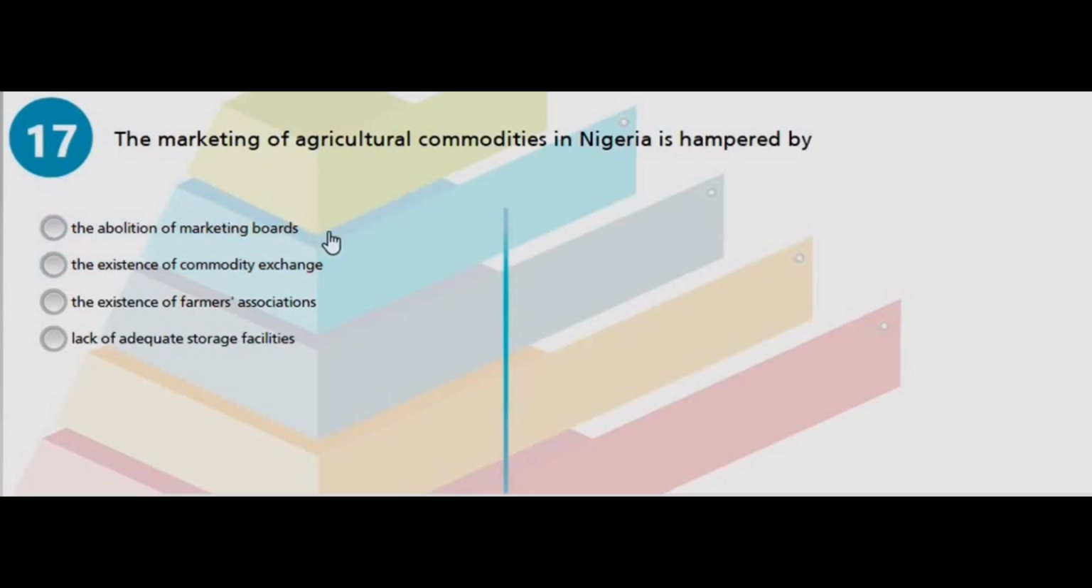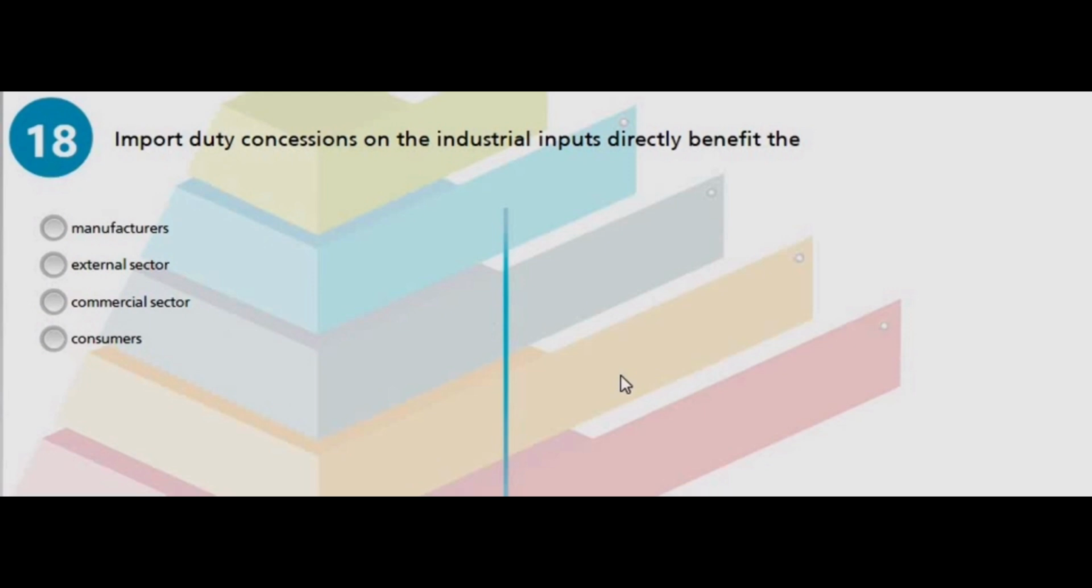Question 17. The marketing of agricultural commodities in Nigeria is hampered by, is it the abolition of marketing boards, the existence of commodity exchange, the existence of farmers associations, lack of adequate storage facilities? Lack of adequate storage facilities, that is the right answer. Import duty concessions on the industrial inputs directly benefit, is it the manufacturers, external sector, commercial sector, or consumers? The right answer is the manufacturers.